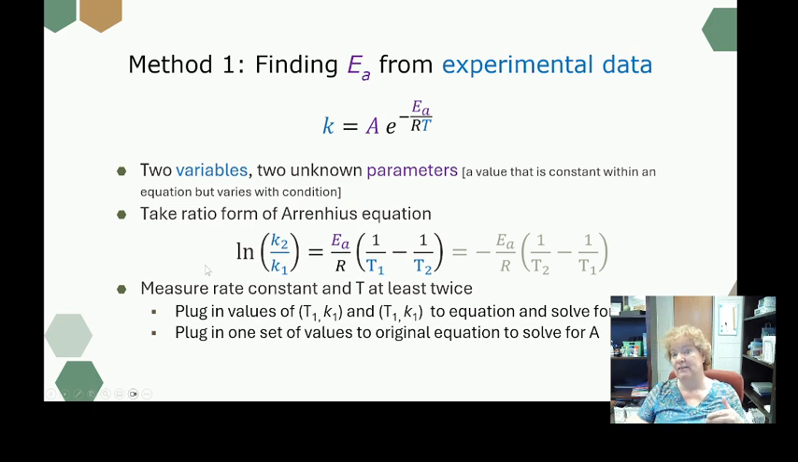So if I have two data points of rate constant and absolute temperature, I'm going to use this form. So note that I know two rate constants, I have two temperatures, I can plug them in, and now I can rearrange this and solve for Ea and R. Well, I solve for this ratio, I get this Ea over R, so then once I have this, I multiply it by R, I get Ea by itself. And then once I have Ea, I'll go back to the original equation with one set of the values, and I solve for A. So that's method one.